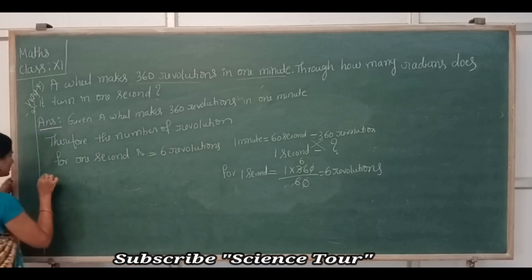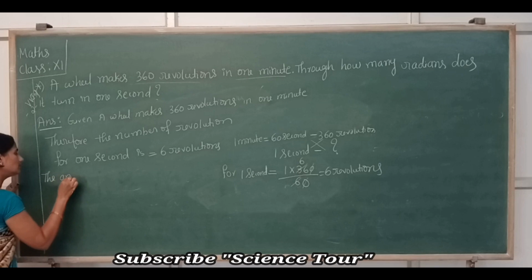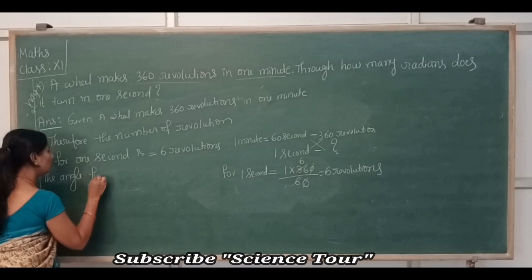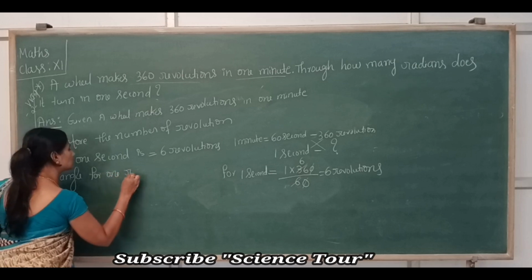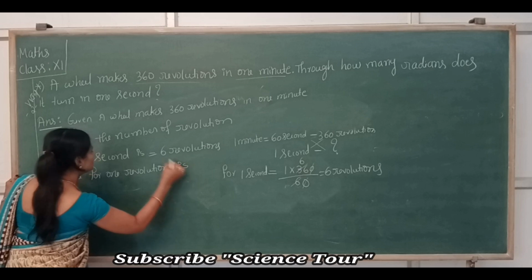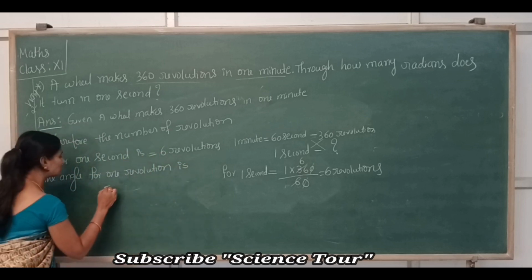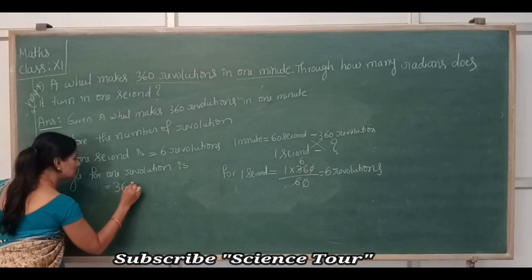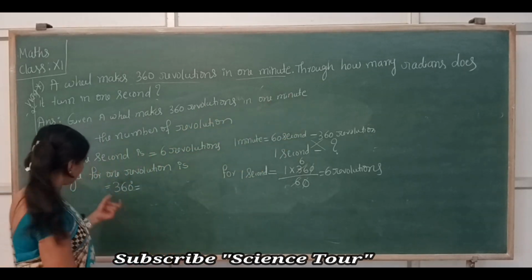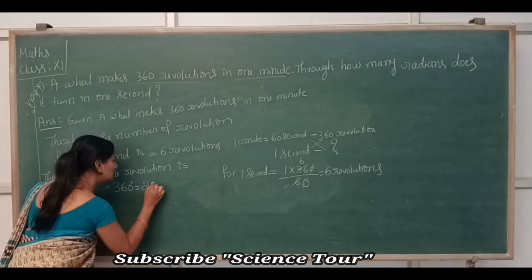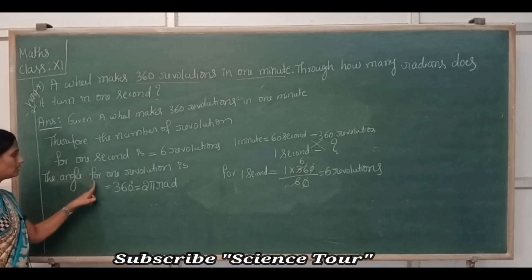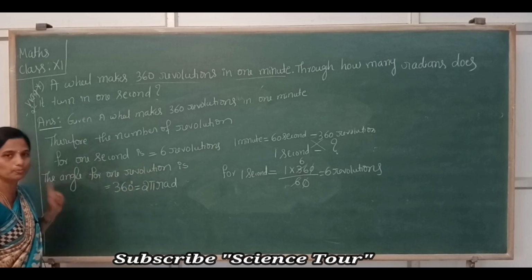Now next, the angle covered. The angle for 1 revolution is, what is the angle in one revolution? That is equal to 360 degrees. But the question is how many radians? So write this 360 as 2 pi radian. Already you know. So therefore the angle for one revolution is 2 pi.